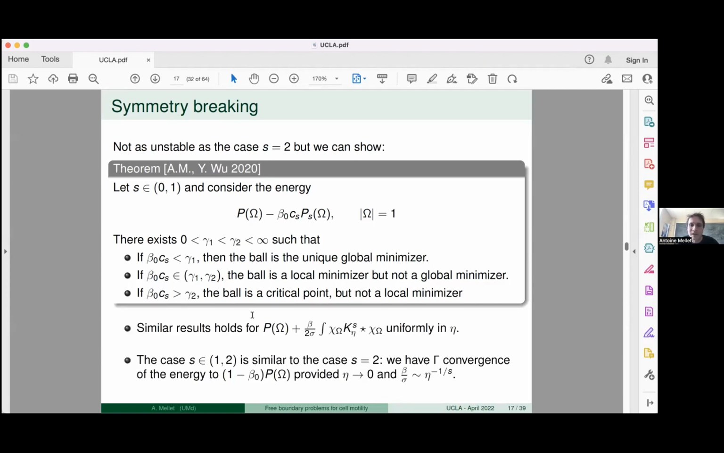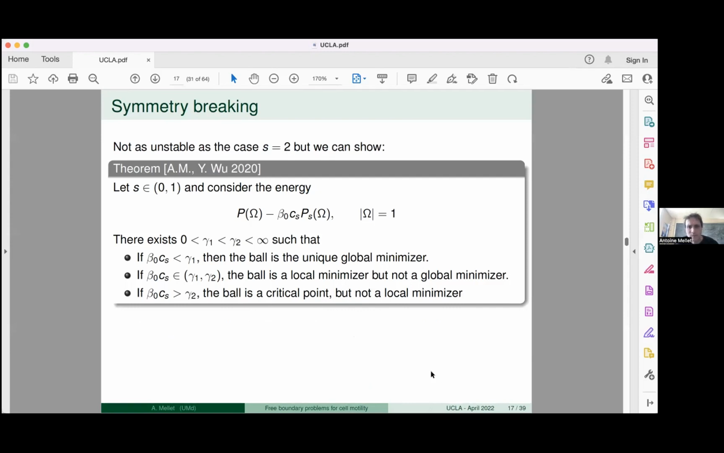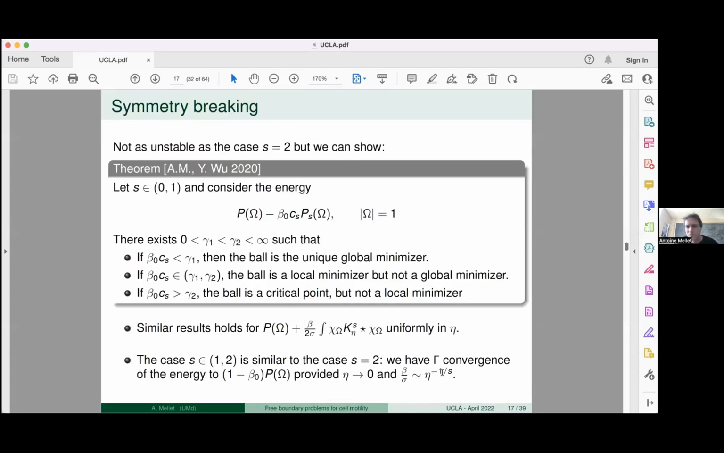You can prove similar things without taking the limit eta goes to 0. So we have similar results for this energy with the non-local kernel here. And when S is between 1 and 2, you get something similar to the case where you have perimeter minus beta 0 times perimeter, but the scaling that you need to use is a little bit different. It depends on S. Of course, when S is 1, you recover the eta to the minus 1 from the result here. And for S equal to 2, you recover the eta to the minus 1/2 that I stated in the first result.